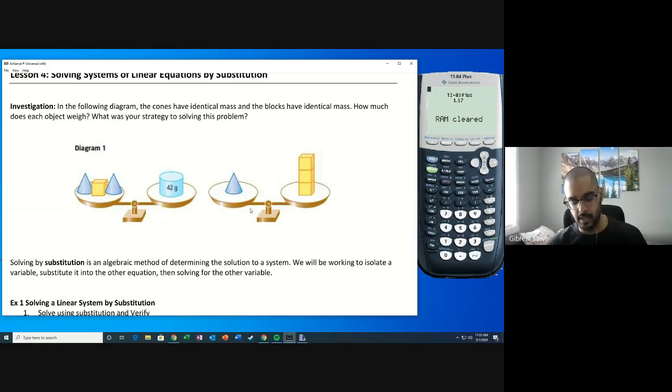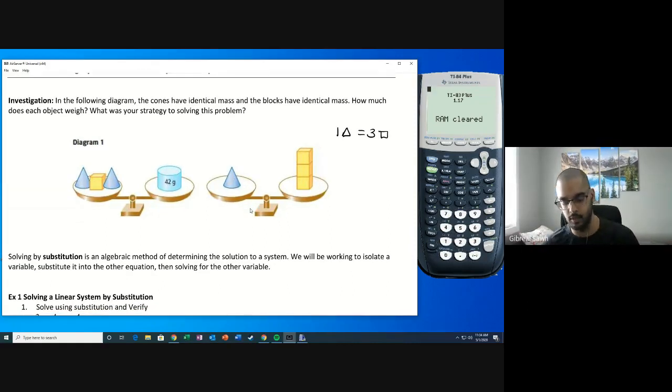If I look at this second scale, it tells me that I have one cone, and that's the same thing as 3 of those blocks. Now you could double both sides of this equation and come up with the same ratio, that 2 cones is equal to 6 blocks. So if one cone is 3 blocks, 2 cones has to be 6 blocks. Now, if I look back at the first scale, on the left side of that balance I've got 2 cones. By using that relationship that we built from the second weigh scale, I can see that those 2 cones should be the same thing as 6 blocks.